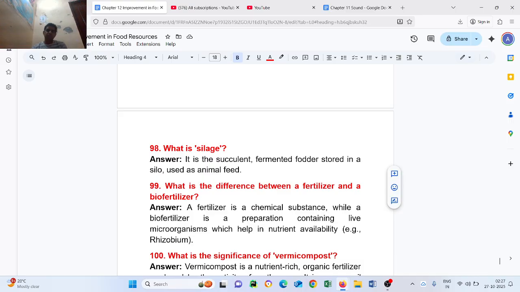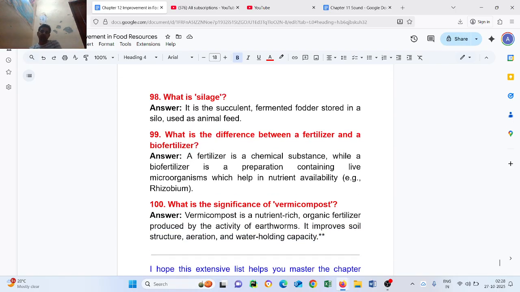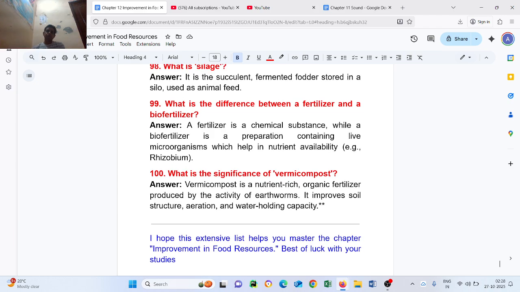Question number 99. What is the difference between a fertilizer and biofertilizer? A fertilizer is chemical substance while a biofertilizer is a preparation containing live microorganisms which help in nutrient availability. Example: rhizobium. Question number 100. What is the significance of vermicompost? Vermicompost is a nutrient-rich organic fertilizer produced by the activity of earthworm. It improves soil structure, aeration, and water holding capacity.